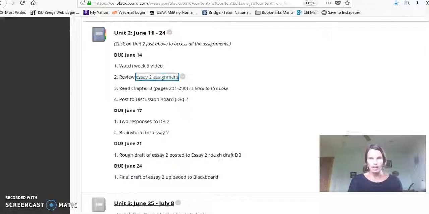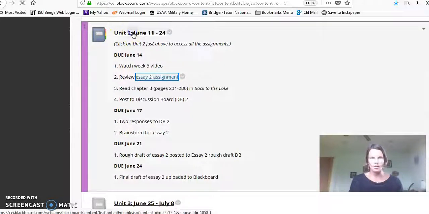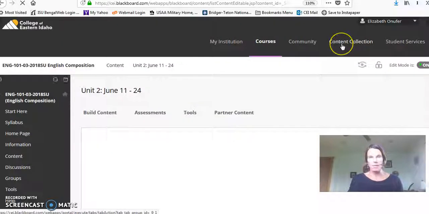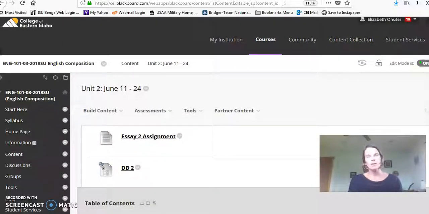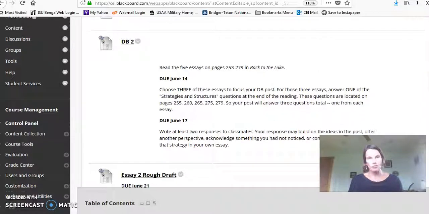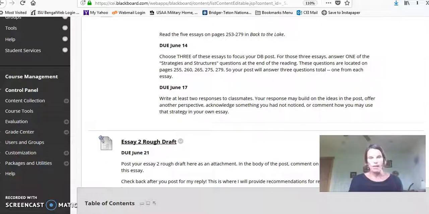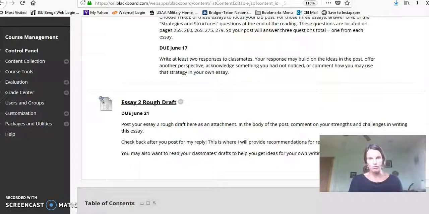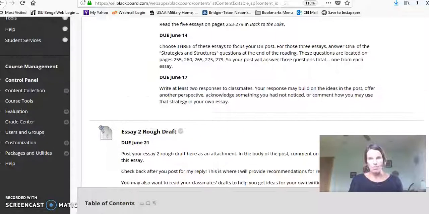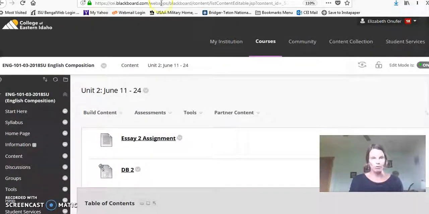So I'm going to close that out and go back to Blackboard here. So you do have a discussion board this week, and I've got the assignment posted. If you click on Unit 2 here, you'll see the instructions for the discussion board, and it has to do with the example essays in the textbook. And then also the place to post your rough draft, and there will also be a place to upload your final assignment.